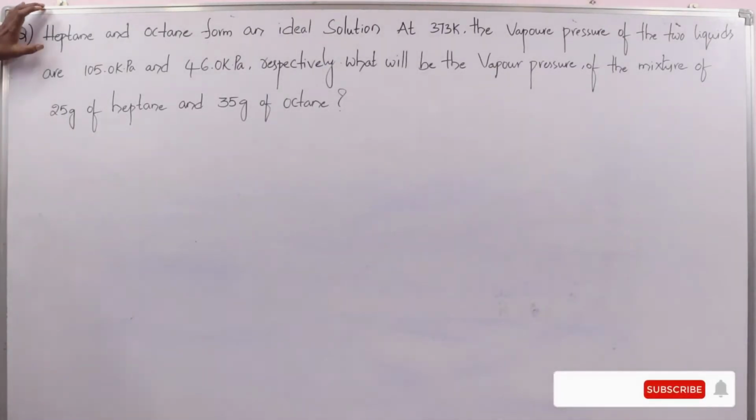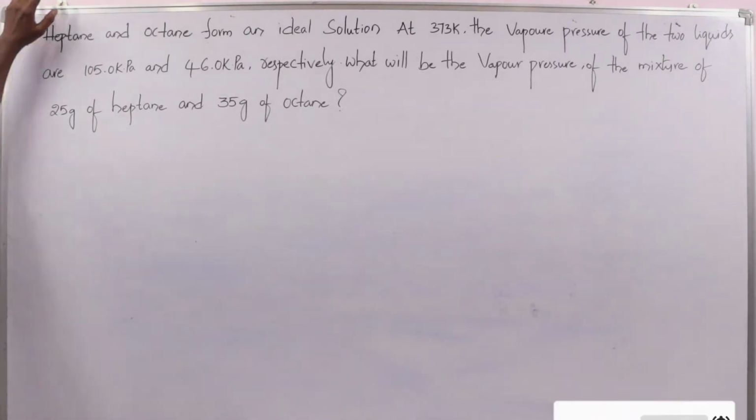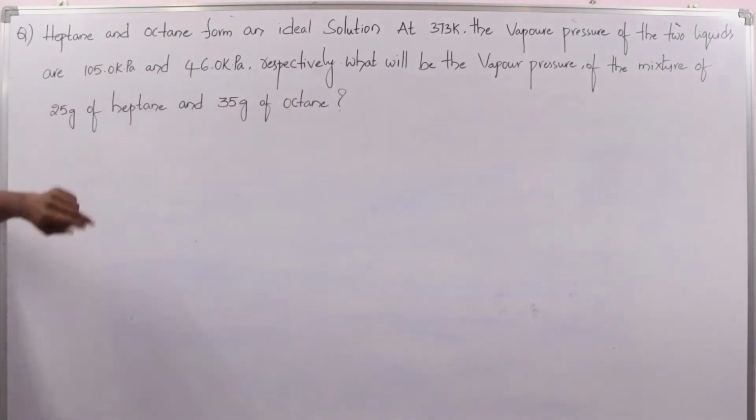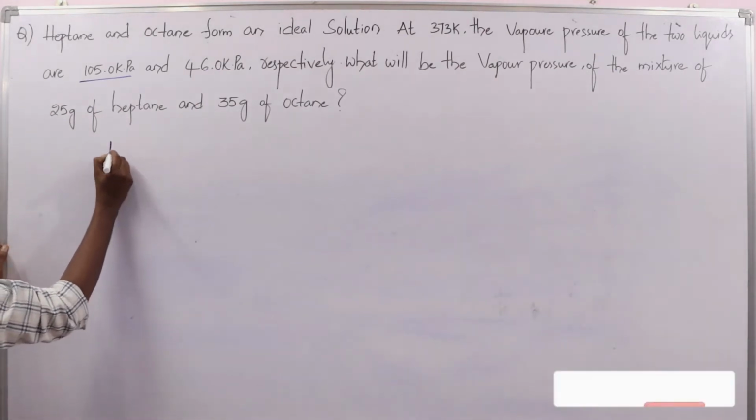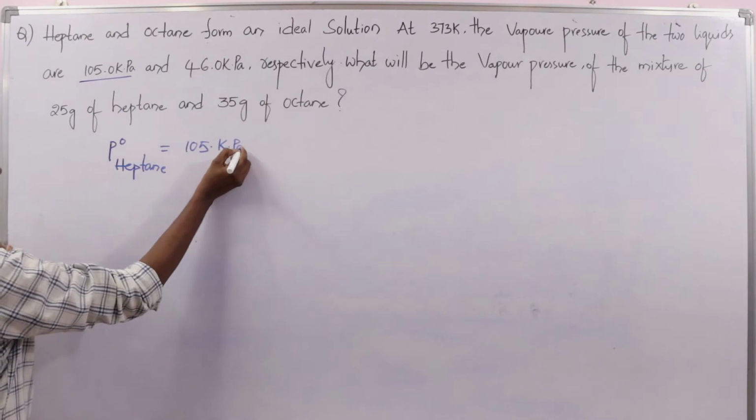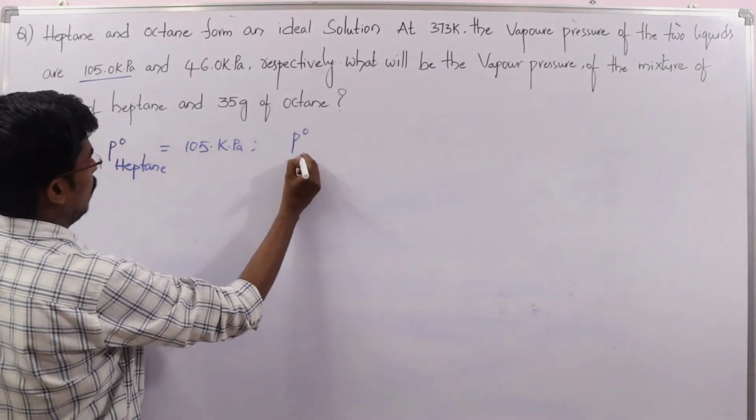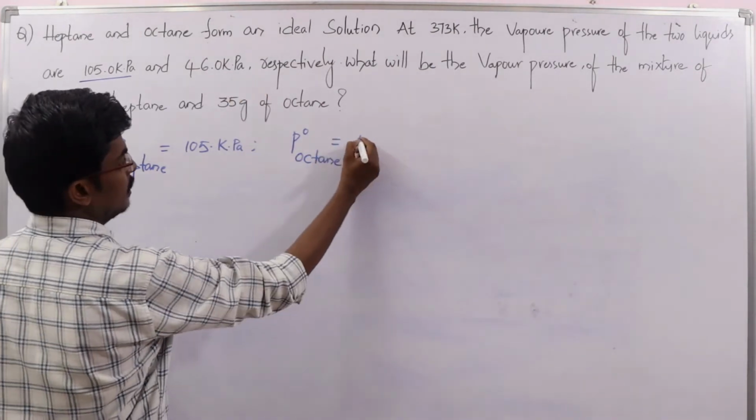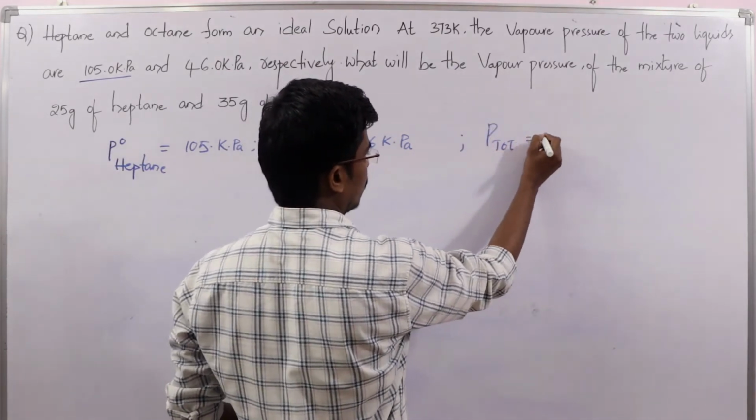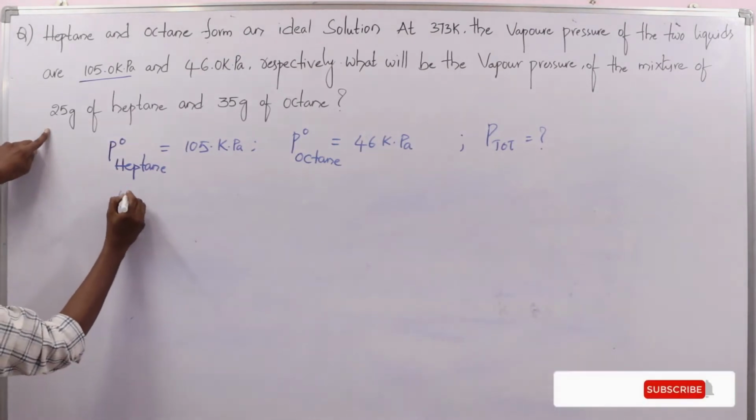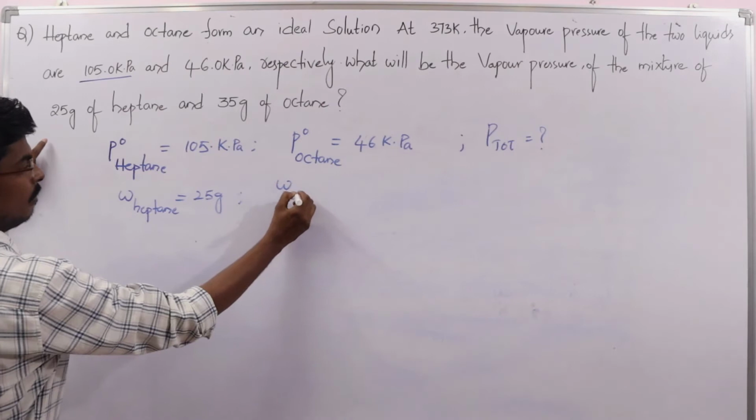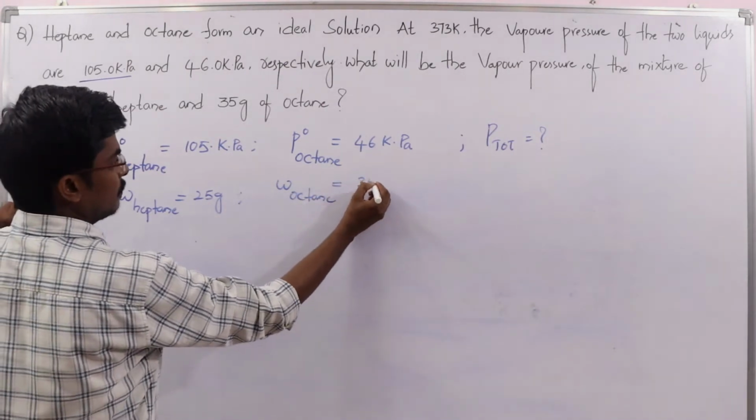Now let's see one more. Here I am given an ideal solution of heptane and octane. The vapor pressures of the two liquids are given as 105 kilopascal and 46 kilopascal respectively. So 105 kilopascal is for heptane: P naught heptane, the vapor pressure of pure heptane, is equal to 105 kilopascal. And the pure vapor pressure of octane is 46 kilopascal. We are asking for P total, the vapor pressure of the solution. One more piece of information is given: the weight of heptane is 25 grams and the weight of octane is 35 grams.